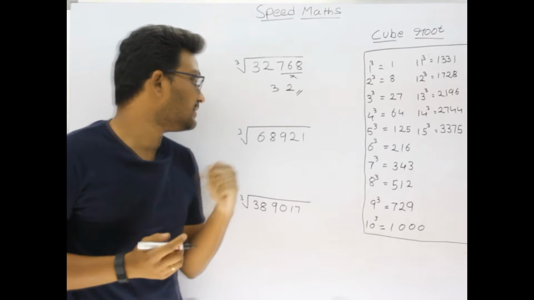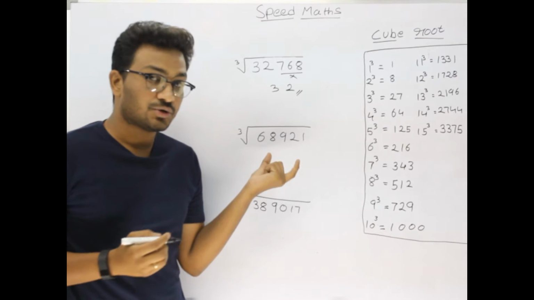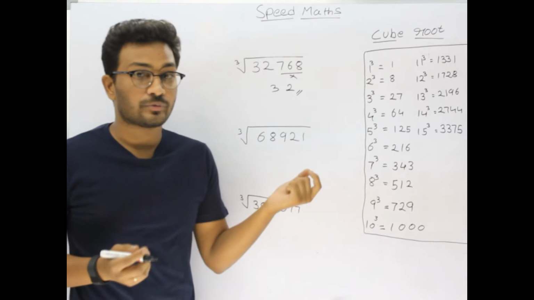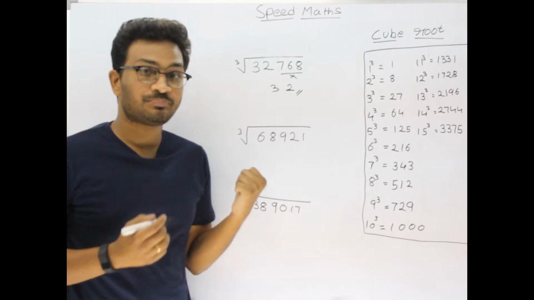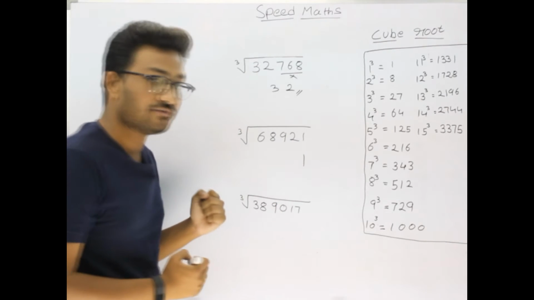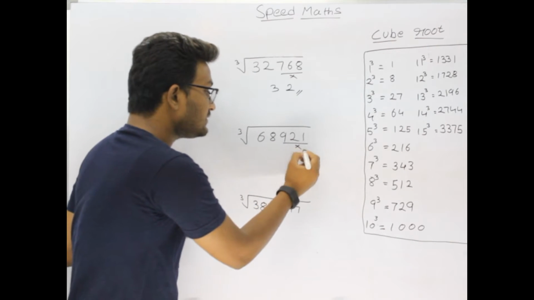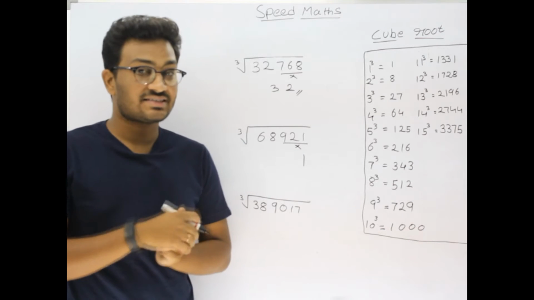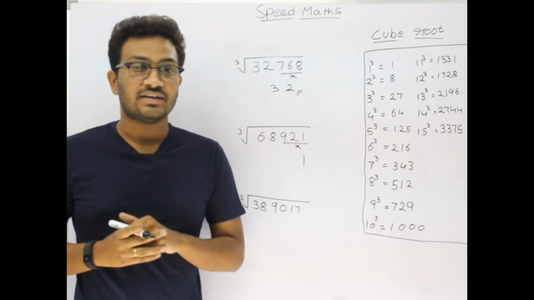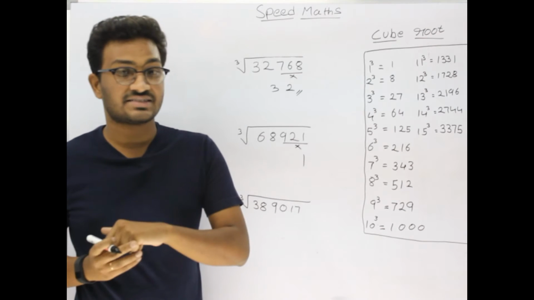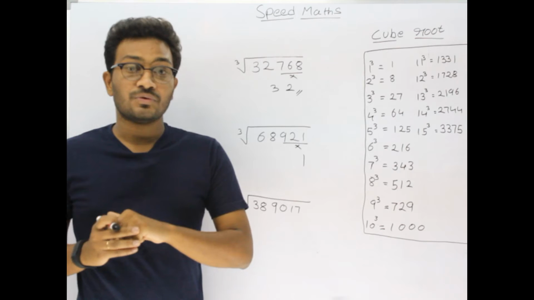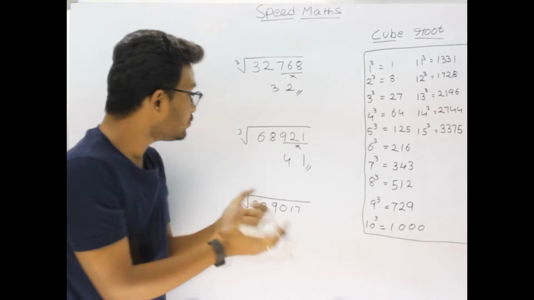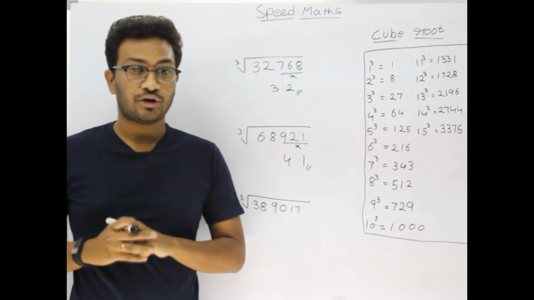Now let us see this example. Here this is a perfect cube and this number ends in 1, and we know that if a cube ends in 1, its cube root will end in 1. So write that 1 first, then forget about these last 3 digits. Now tell me a number which is less than 68 and a perfect cube. We all know that 64 is less than 68 and a perfect cube, and the cube root of 64 is 4. So the cube root of 68921 is 41.